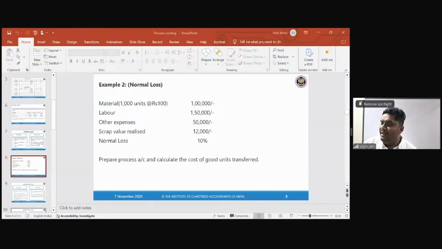The material is 1000 units at the rate of 100, so the total is 1 lakh. Labor cost is 1,50,000. Other expenses are 50,000. Scrap value realized is 12,000. Normal loss is 10% of the input. Prepare process account and calculate the cost of good units transferred. So let's start with this question now.